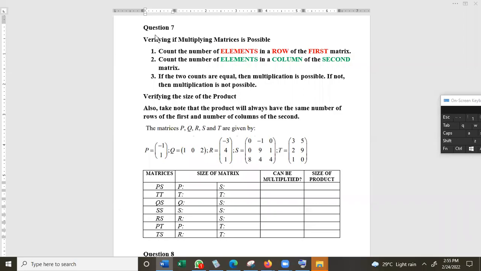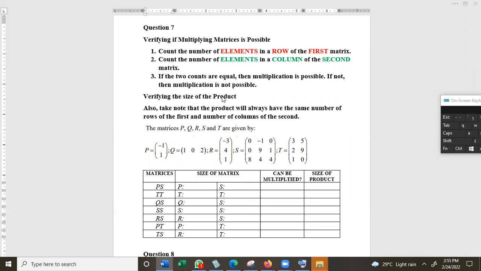So this question number 7 says that we have to complete this table. All right, but let us reiterate what we have been saying before. Verifying if multiplying matrices is possible. How do you verify if two matrices can be multiplied? You count the number of elements in the row of the first, you count the number of elements in the column of the second. If the two counts are equal, then multiplication is possible. If not, then multiplication is not possible.